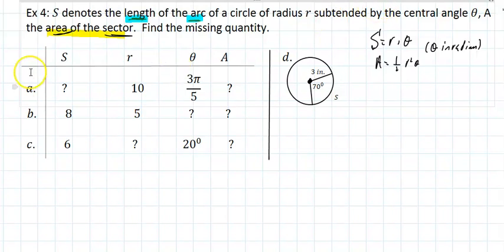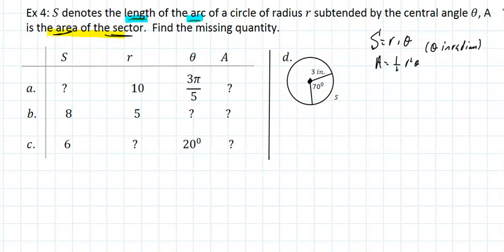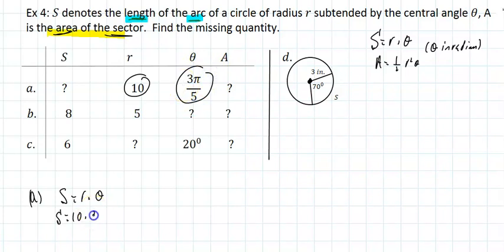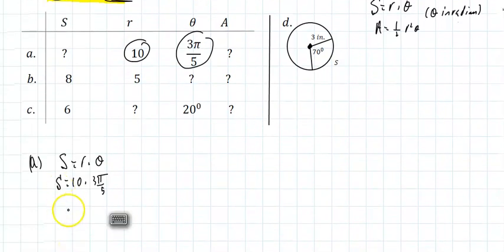A is the area of the sector. Find the missing sides or the missing quantities. Notice on A, they have S missing. S equals r times theta. What's r? R is 10. What's theta? 3 pi over 5. It's in radians. So, what's S? Divided by 2, that is 6 pi.